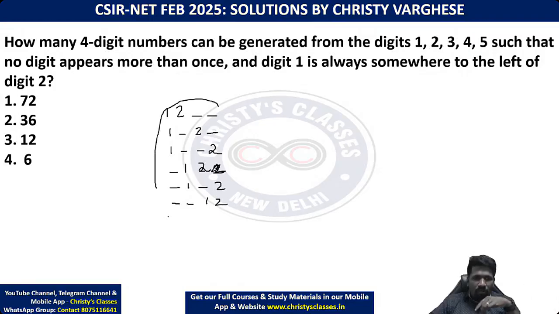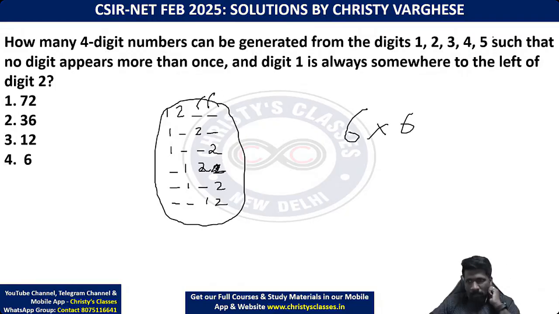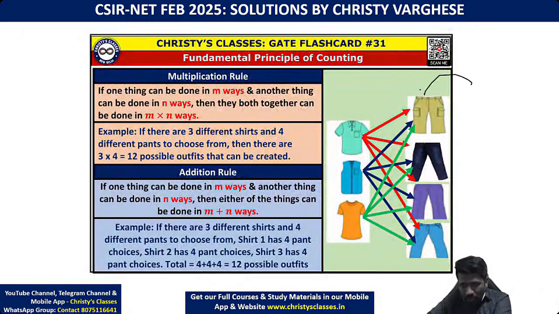For each of these 6 possibilities, 6 possibilities are there to fill the remaining positions, because the remaining positions can only be filled with 3, 4, 5. That is 3 into 2 ways. So, fundamental principle of counting. Yeah, this fundamental principle of counting in the permutation combination chapter we are going to discuss in detail.